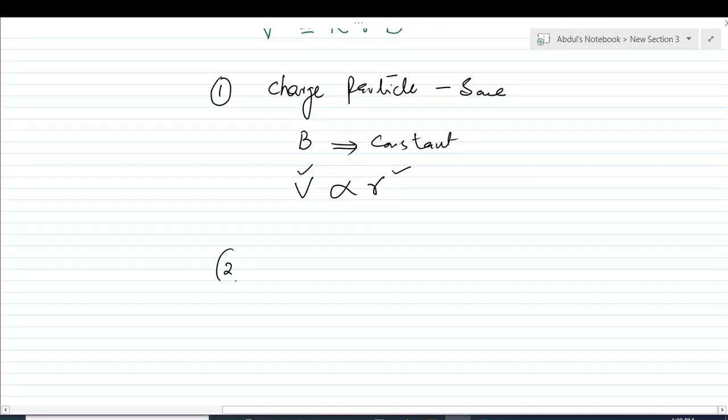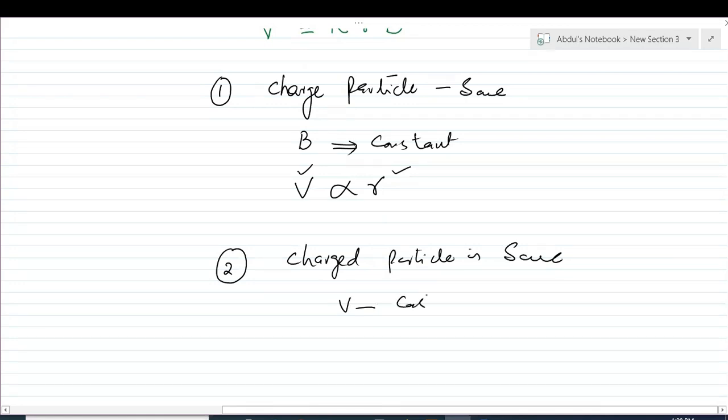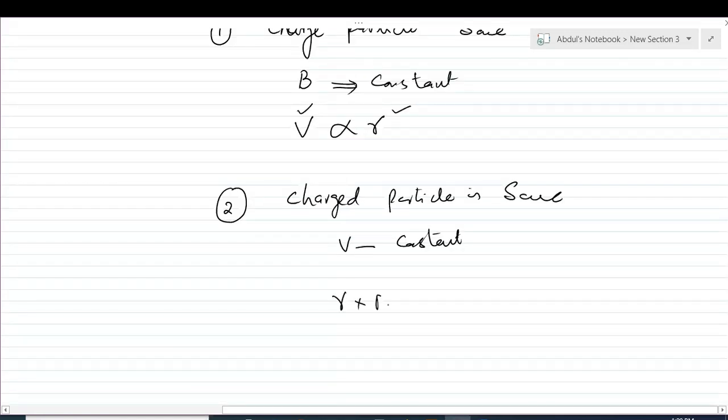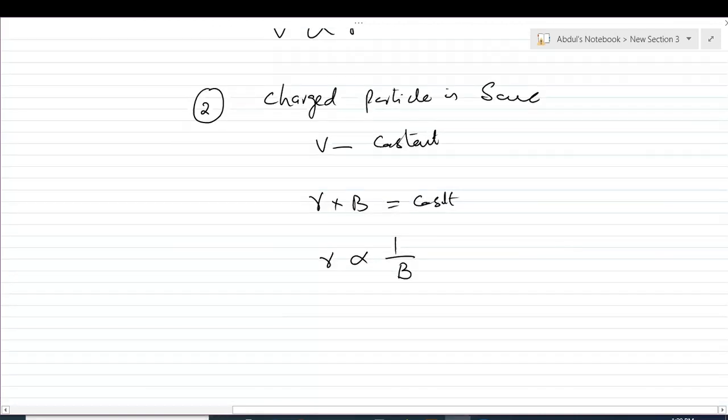And number two, if the charged particle is the same and the speed is kept constant, then according to the previous relation, when speed is constant, K is constant, so the product of RB is also constant, meaning the radius is inversely proportional to B. So a stronger field will give you a smaller radius: more force, more bending, smaller radius in the magnetic field.